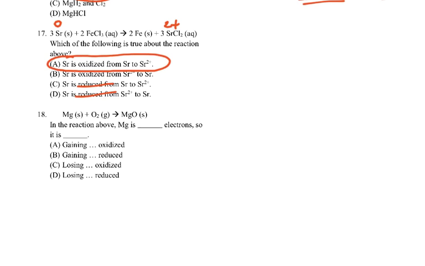Okay, what's going on in the above equation? Magnesium is what? Gaining or losing electrons, and oxidized or reduced? So remember we say that LEO the lion says GER.